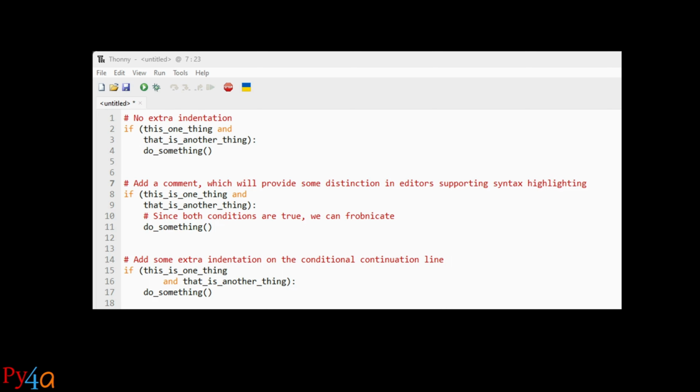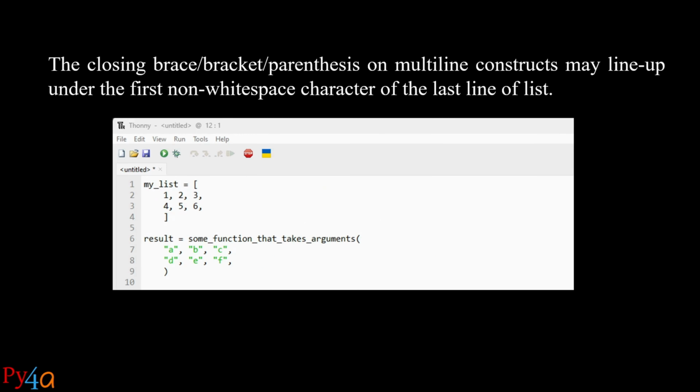The closing brace, brackets, or parentheses on multi-line constructs may line up under the first non-whitespace character of the last line of the list. What we mean is this. We show that with an example here. I have my list, which begins with the open square bracket, and then I have the elements of that list hanging on the next line.